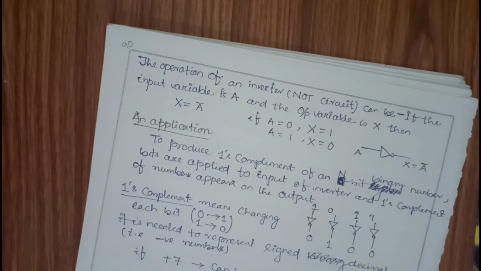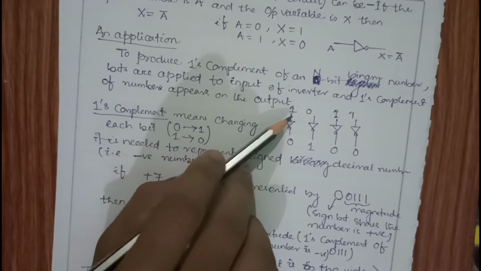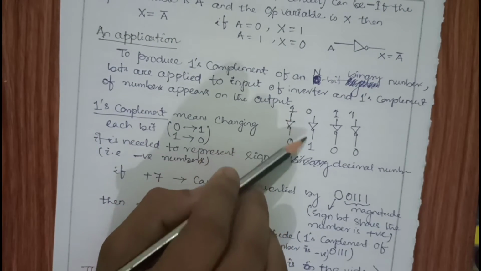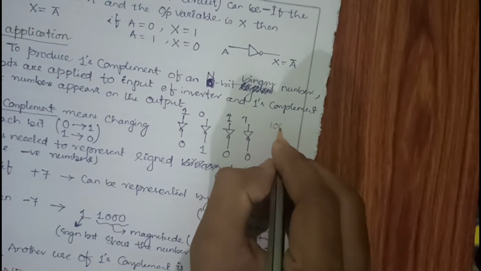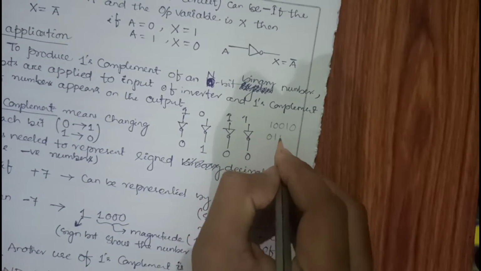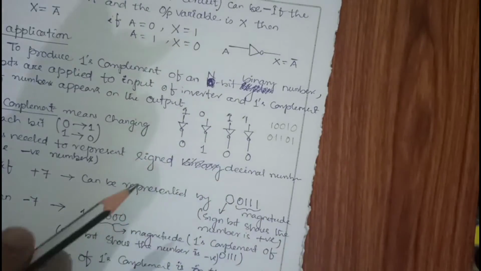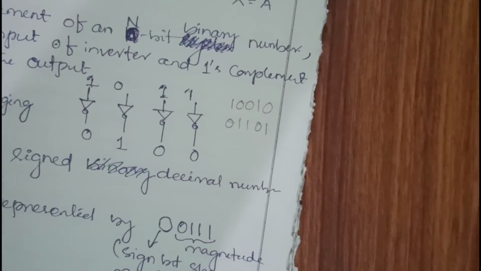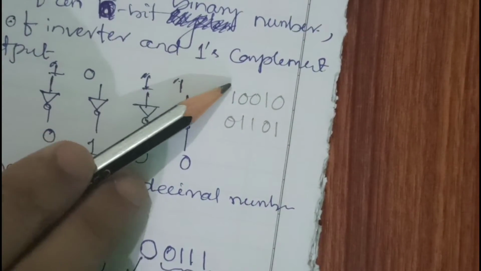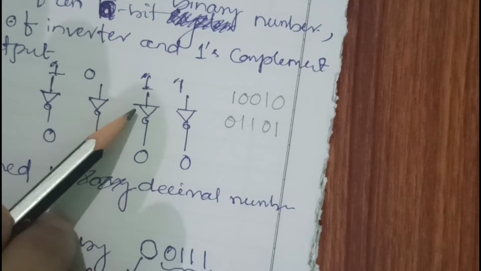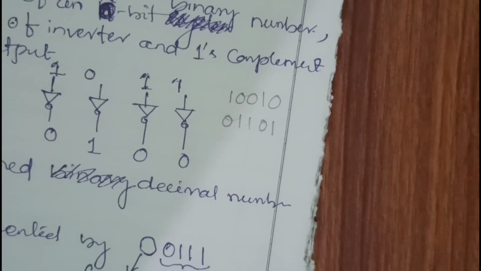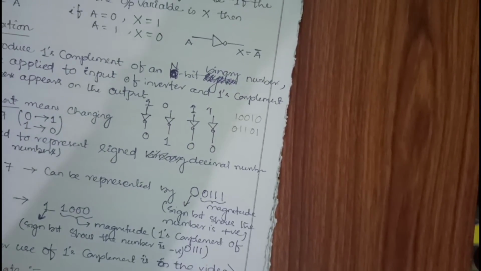Now where is this inverter used? This inverter is used in one's complement. I already discussed what one's complement is, that is, to convert 1 to 0 and convert 0 to 1. So what is the one's complement of 10010? It is nothing but 01101. This is the one's complement of any number. To convert 0 to 1 and 1 to 0, the simplest way is by using an inverter, we can easily convert our 0s and 1s.